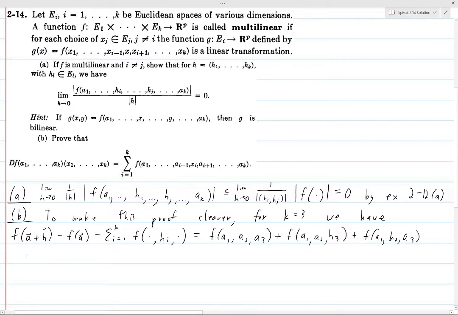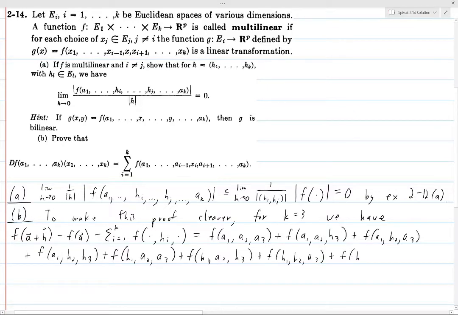A3 plus, yeah, this is pretty tedious, but sometimes it makes it easier because I don't want to be writing out all of these later on. So I just want to take care of this now so that we're on the same page. So let's see, 1, 2, 3, 4, 5, 6. And then we've got two more, f of h1, h2, a3, plus f of h1, h2, h3.